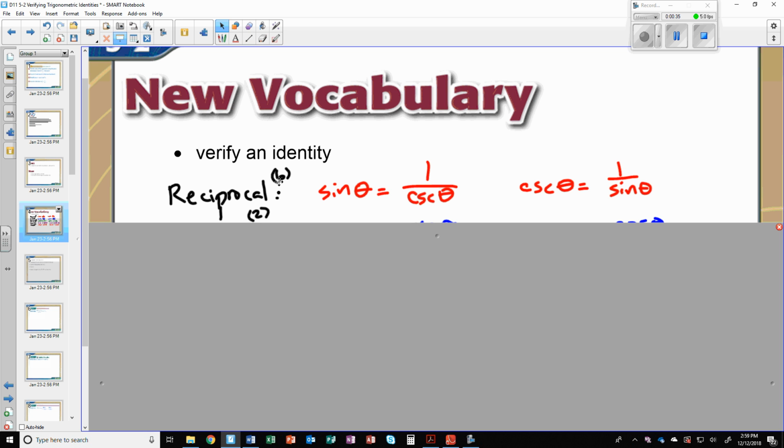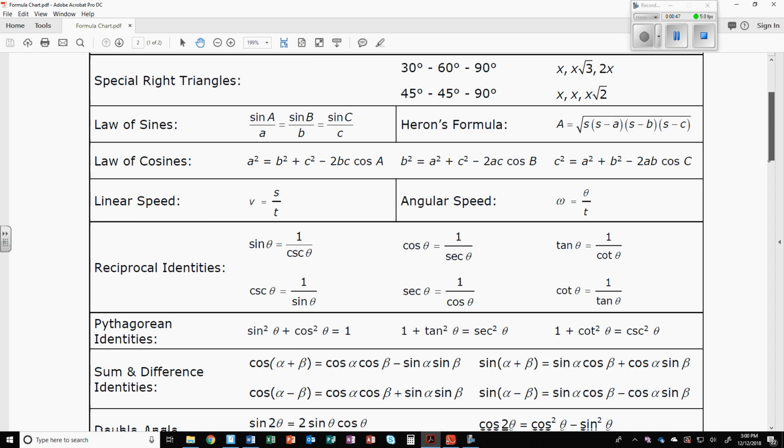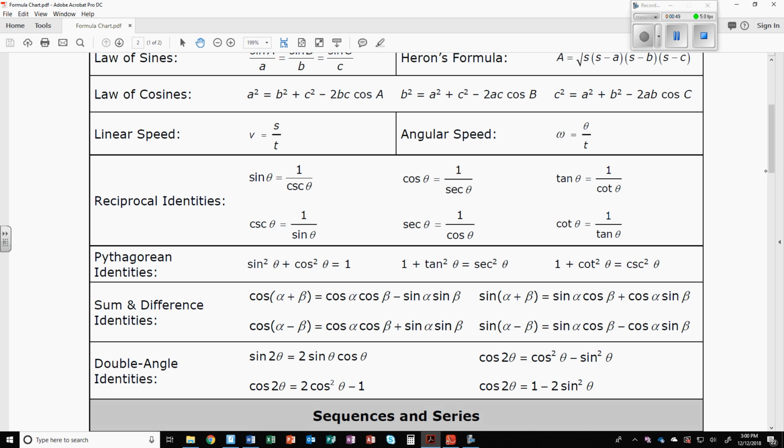And this would be true. There's 6 of them. These were the sine and cosecants. There were also secant and cosine, as well as tangent and cotangent. These are found in the formula chart under reciprocal identities. When you go there, these are the 6 right there. We had those. And I'm going to just give you the overview of the other ones real quick.